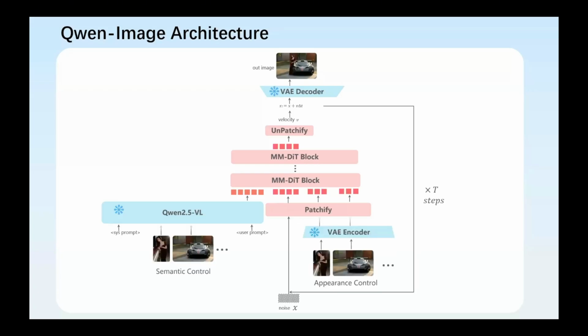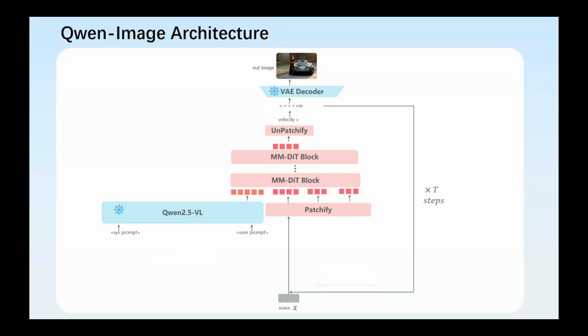For editing tasks like modifying an existing image based on a prompt, we introduce 2 distinct control signals. The first is semantic control. This comes from Qwen 2.5 VL. It tells the model what to change: the meaning, the concept, the content. For example, add a red car or change the sky to sunset.